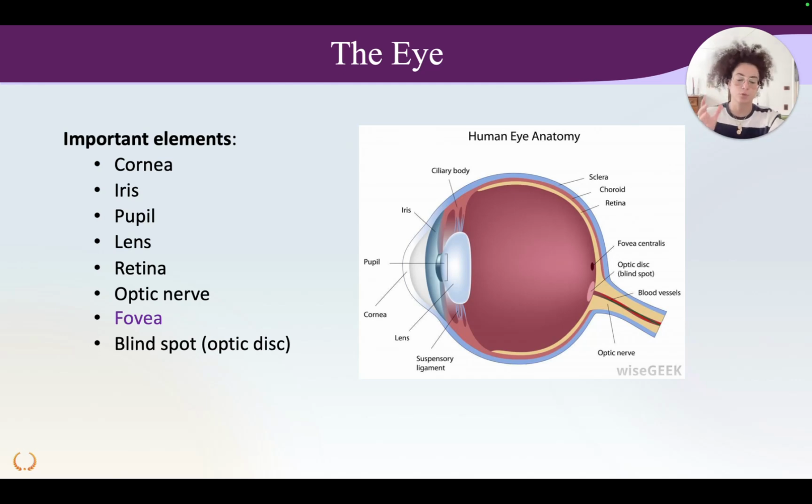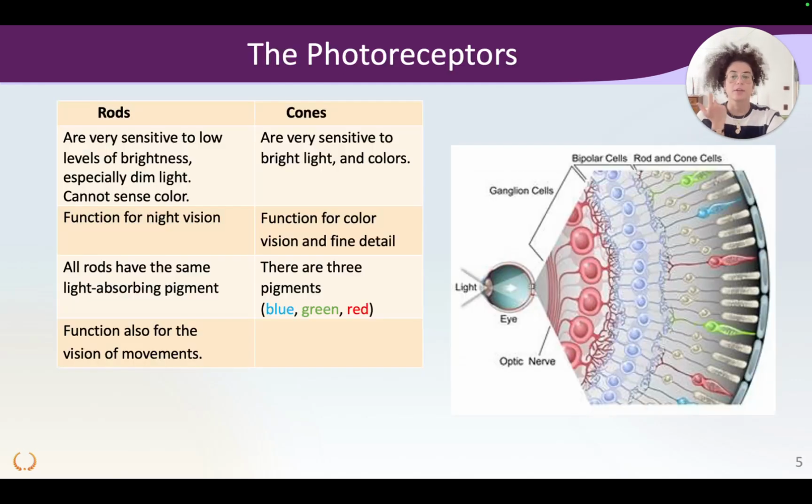Then we get to the photoreceptors. The photoreceptors convert light first into chemical energy and then into neural activity, which leads to a change in the release of neurotransmitters. We have two types of photoreceptors, as you can see on the slide: rods and cones. It is very important that you remember the differences between these two types.